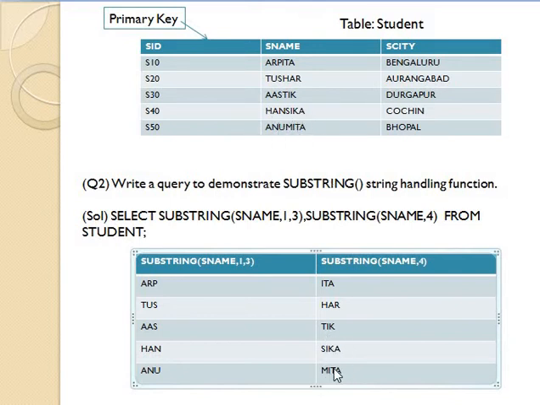As a result, Saika is for the entry Hansika and Maita is for the entry Anumita. So, using the query select substring(sname, 1, 3), substring(sname, 4) from the table student, it displays the two columns, that is substring(sname, 1, 3) and substring(sname, 4), with these given entries.